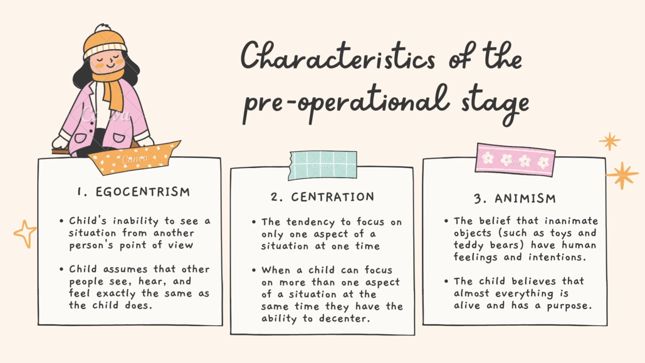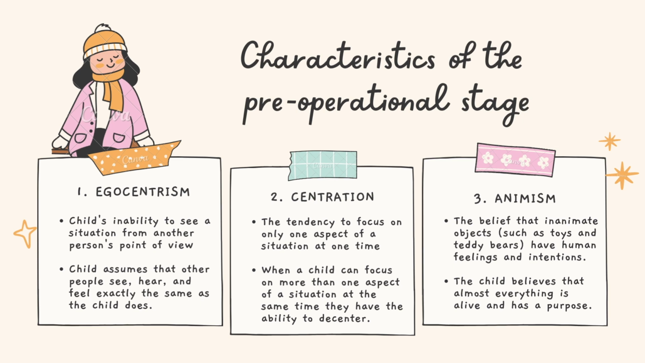The first one is egocentrism. Egocentrism refers to the child's inability to see a situation from another person's point of view. So the egocentric child assumes that other people see, hear, and feel exactly the same as the child does. Children's thoughts and communication are typically egocentric. As an example, they always talk about themselves and always think that people will think about them.